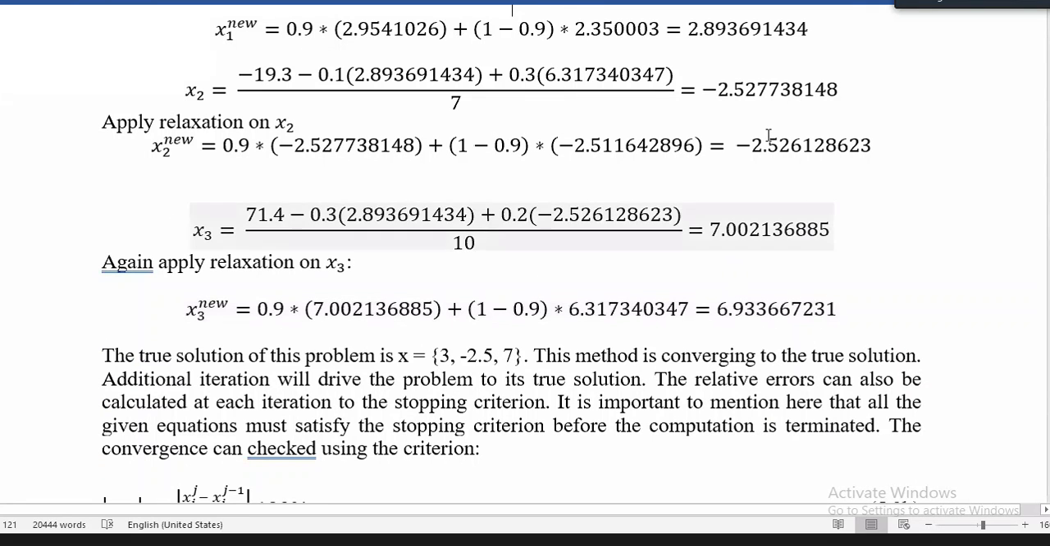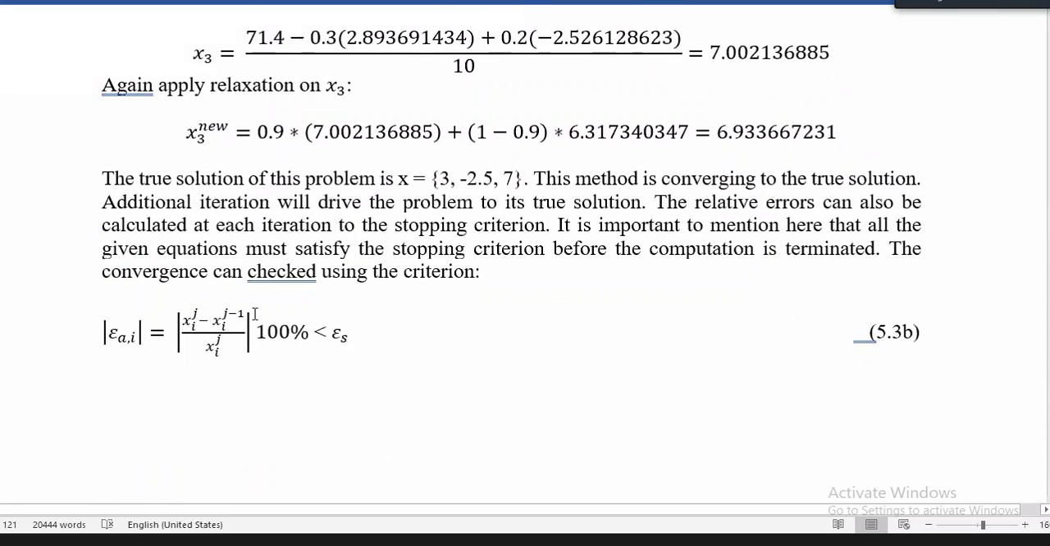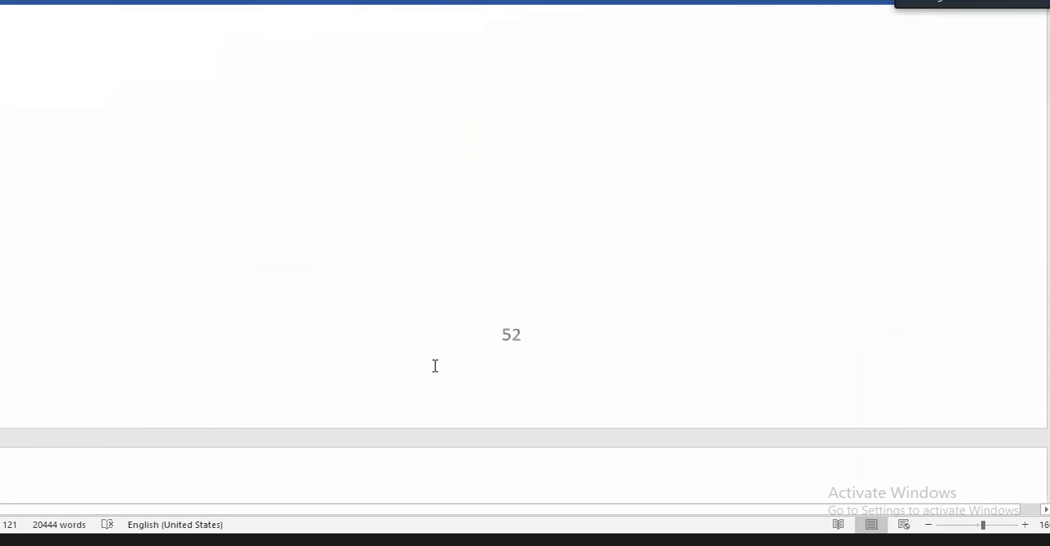So we keep going. This is 7, going towards the expected value, right? 3 minus 2.57. So you can go ahead and finish the iteration. And the error is this. This is the error. All right.